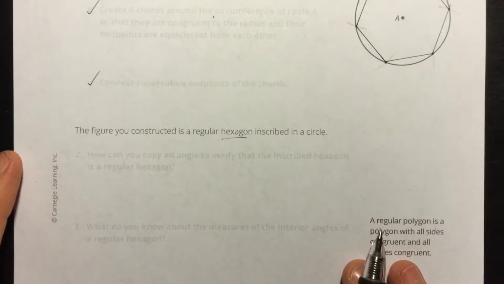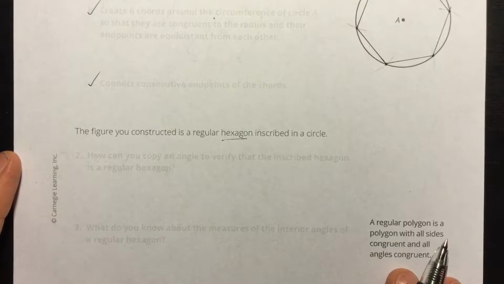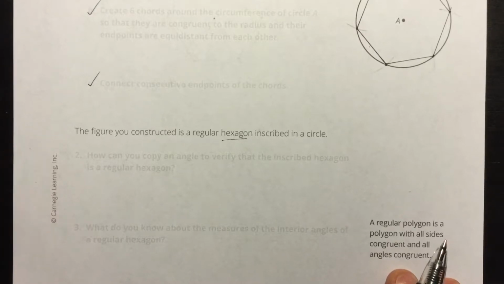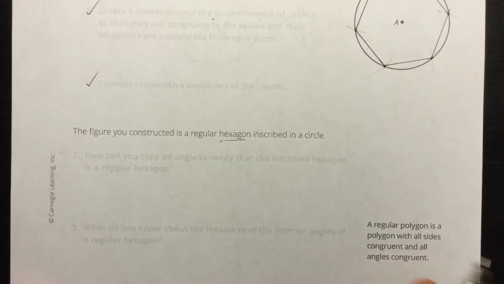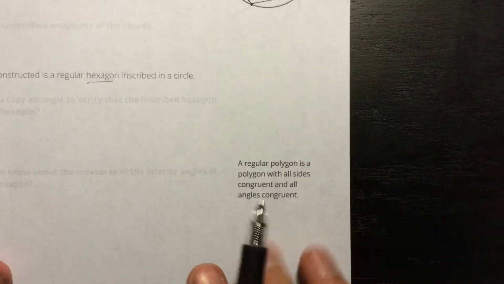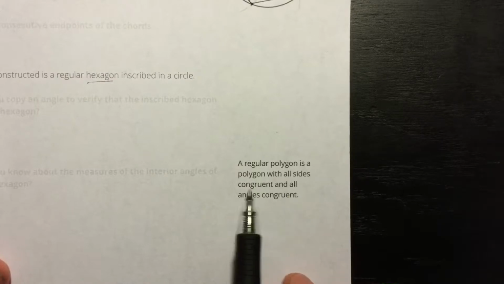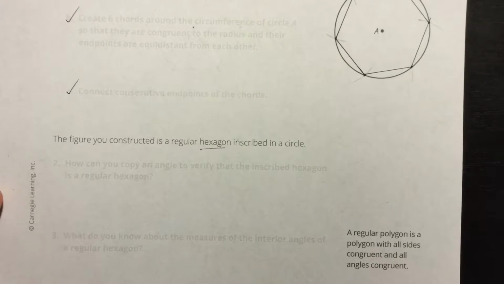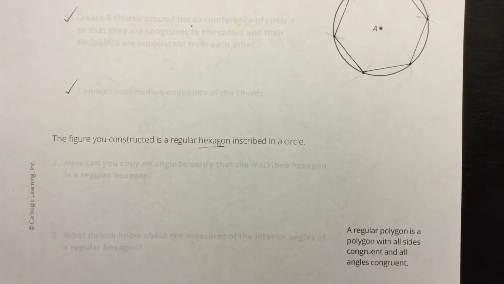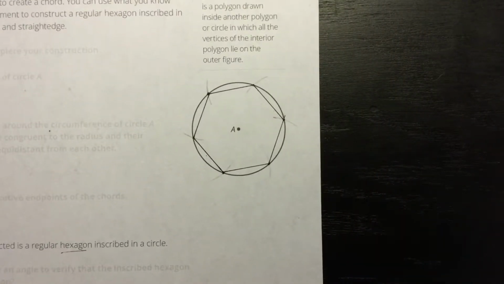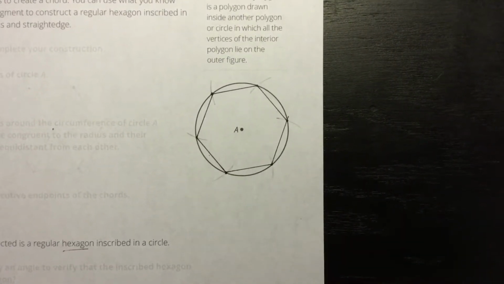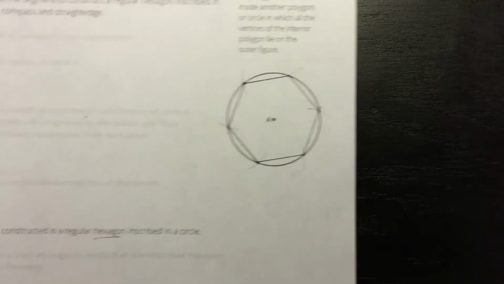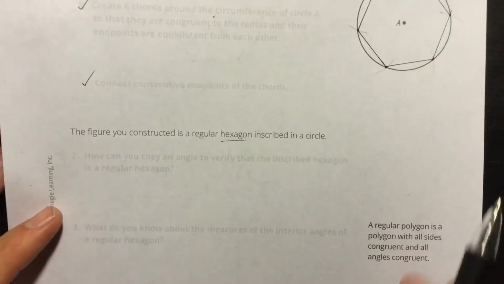So now number 2 says, how can you copy an angle to verify that the inscribed hexagon is a regular hexagon? So this is just asking how you can do this. Oh, and then actually they do have a little definition of a regular polygon. A regular polygon is a polygon with all sides congruent and all angles congruent. So there you go. Basically what I said. Didn't realize that was there. So now number 2, again, how can you copy an angle to verify that the inscribed hexagon is a regular hexagon? Basically it's asking, how can you copy an angle to tell that all of these angle measures are the same measure? So you can just talk about how you could duplicate an angle.